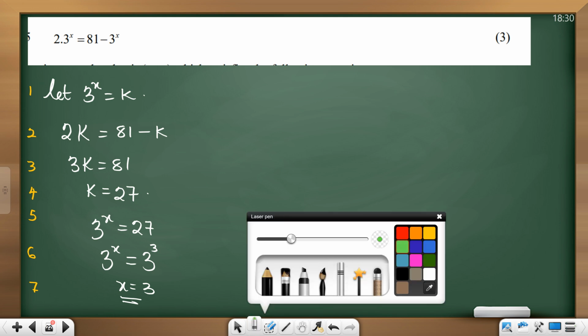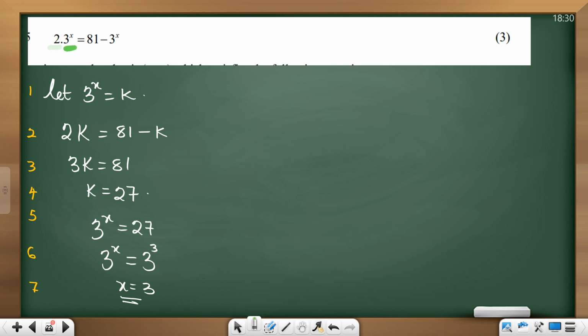Yes, sir. So check, follow through. 2 what? What would this be? It will be 2 times k. There we go. Equals to what? It equals 81 minus the k. Done. Check.